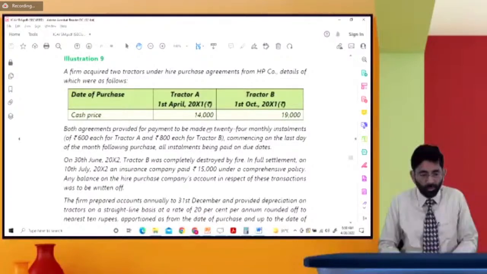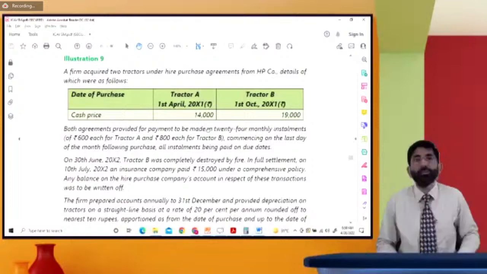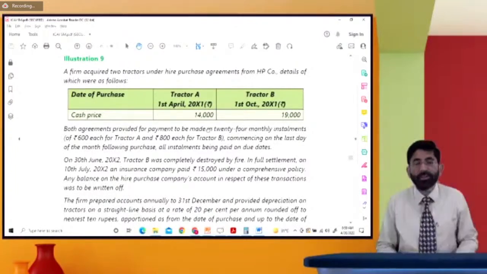A firm acquired two tractors under a hire purchase agreement from an HP company, details of which were as under. Here it is given that the cash price is 14,000 for tractor A, and for tractor B, which has been purchased after 6 months, the cash price is 19,000 rupees. Both agreements provide for payment to be made in 24 monthly installments, beta.